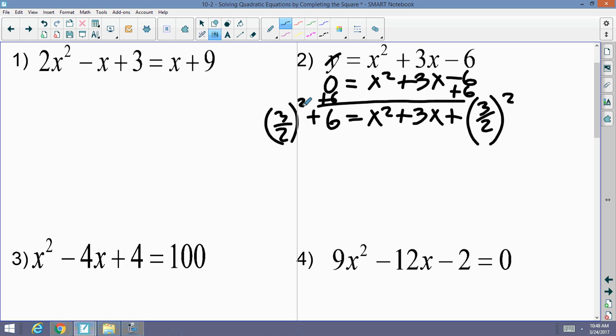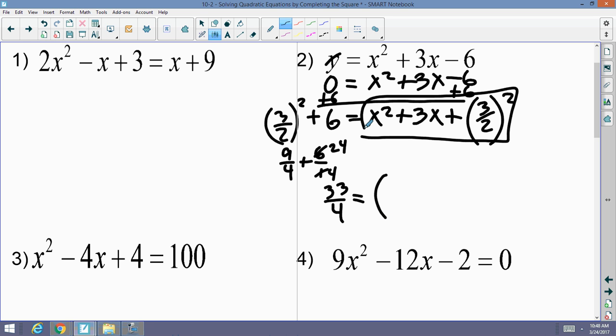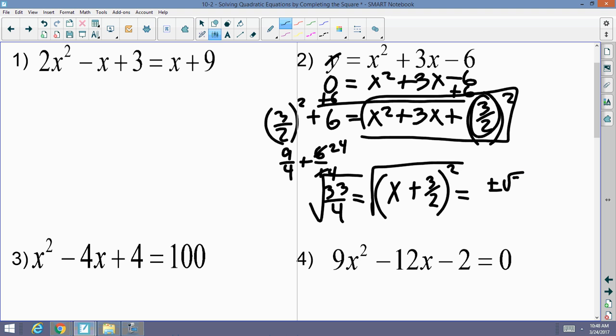Okay, so now I have 9/4 plus 6 over 1, that goes to 4, that goes to 24, so that's 33/4 equals, what does this trinomial turn into? X plus 3/2 squared. How do I cancel a power of 2? I square root it. When I square root it, I'm left with plus or minus square root of 33 over 2 equals x plus 3/2.